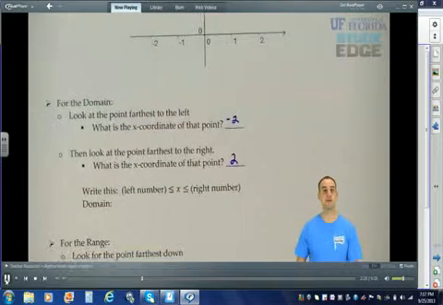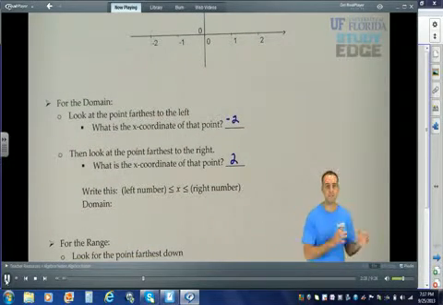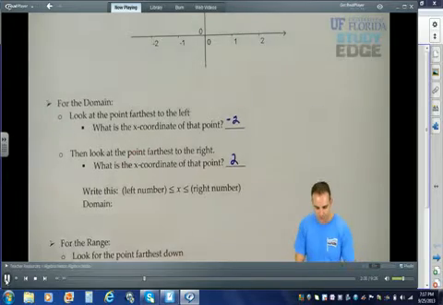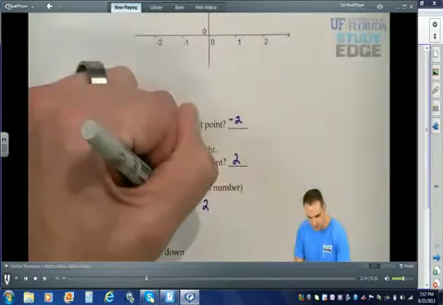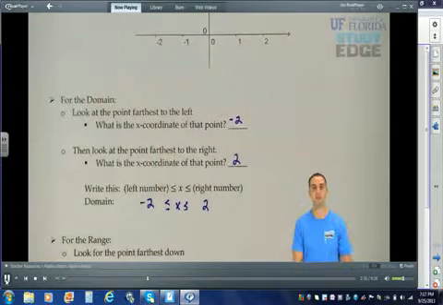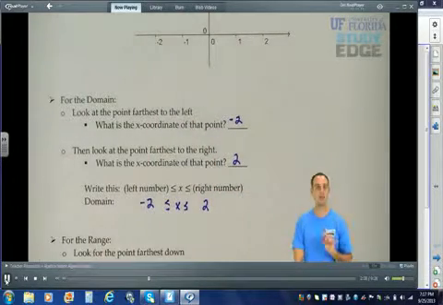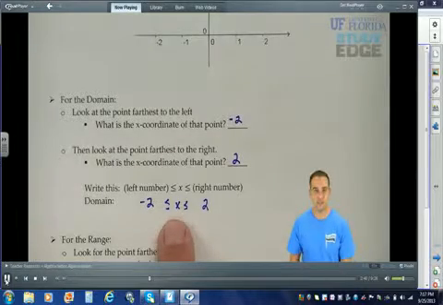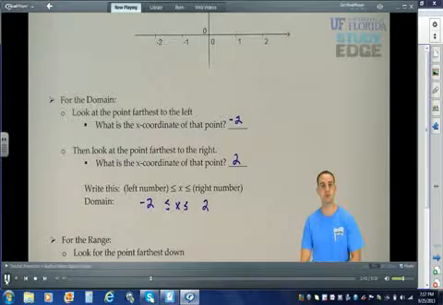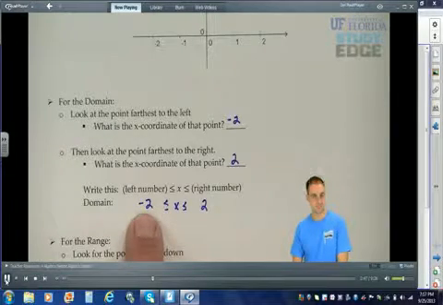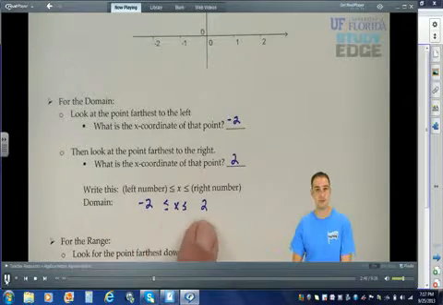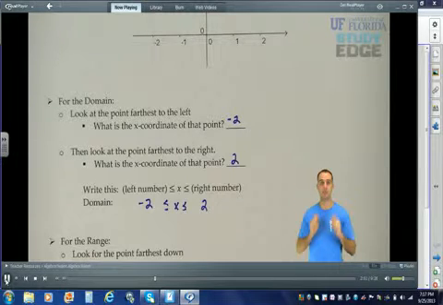So basically, you're going to look to the left, then you're going to look to the right, and you write it in the following form. The smallest number is negative 2, the largest number is 2, and x is between these two numbers. And make sure you write the inequality correctly. The way you read this is x is between negative 2 and 2. Or more specifically, x is greater than or equal to negative 2, and x is less than or equal to positive 2, meaning it's in between.